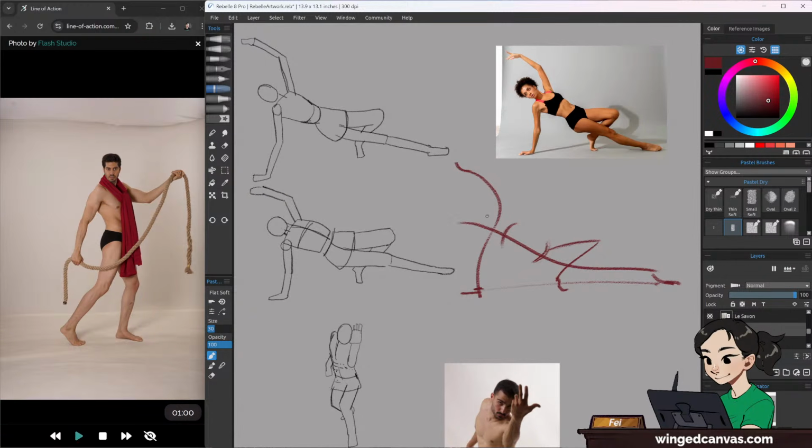And then what I would do is draw in her hair. Her hair is a ball. And then her face.